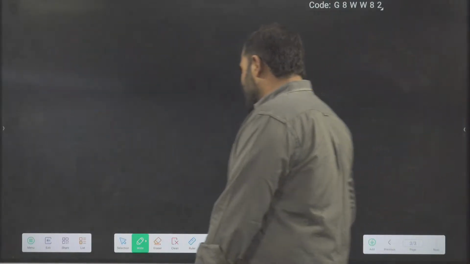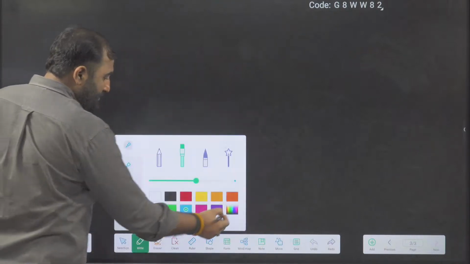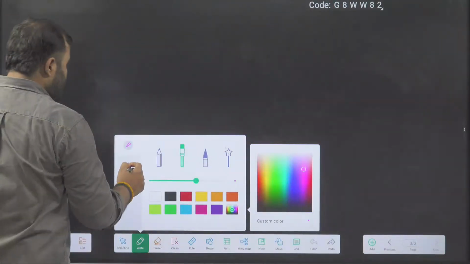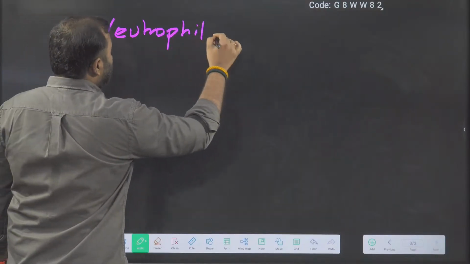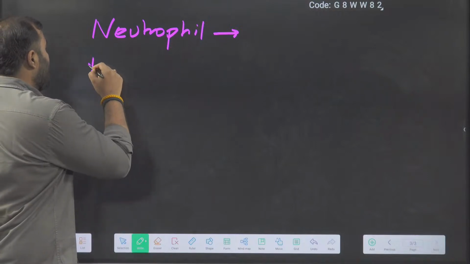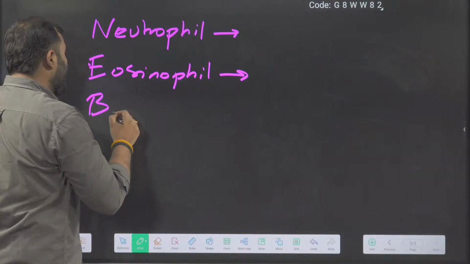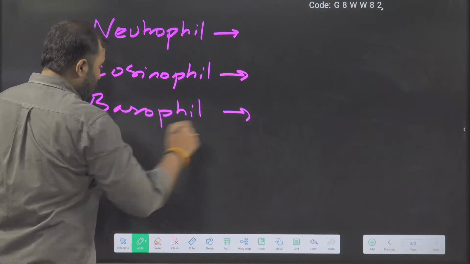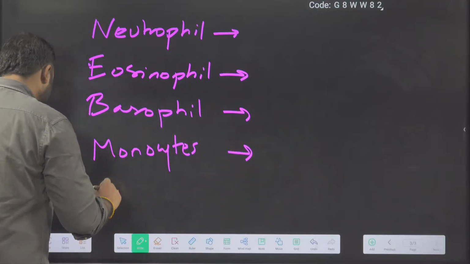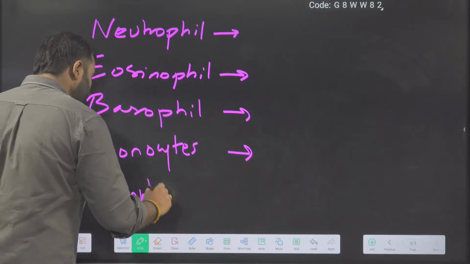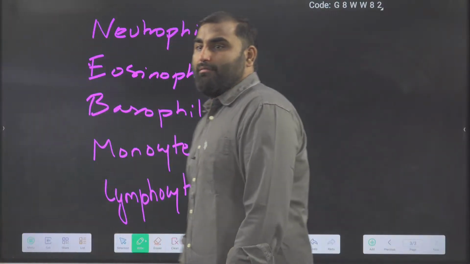Now quickly tell me the percentage, guys. Let's see how much of you remember. Tell me the percentage. Come on. First is neutrophil. Neutrophil, how much percent? Neutrophil, how much percentage of total WBC? After neutrophil, tell me about eosinophil. Then basophil. Then monocytes. And then after this, tell me about lymphocytes. Tell me the total percentage.